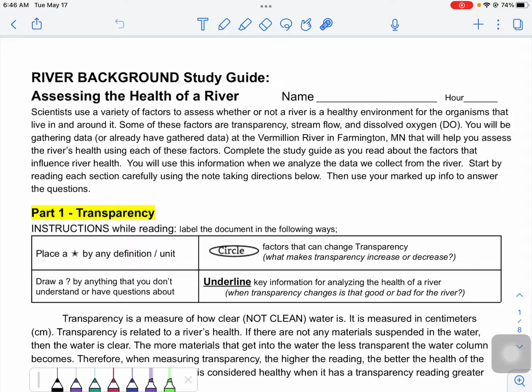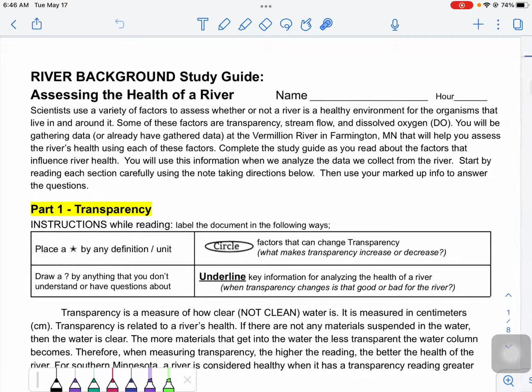So thinking about, do we want them to be higher or lower values? How do they get higher? How do they get lower? What kind of things, naturally or human induced, impact these? So we're thinking about transparency, stream flow, dissolved oxygen, and also nitrates, actually. So those are all the things that you're collecting data on at the river. And so we want to be thinking about all those things in our post-lab assessment.